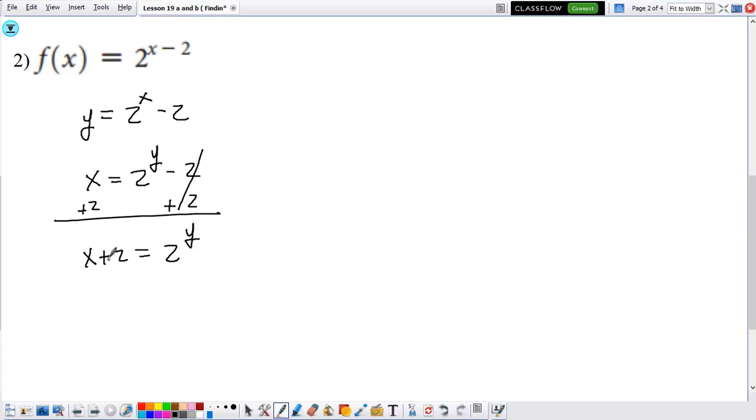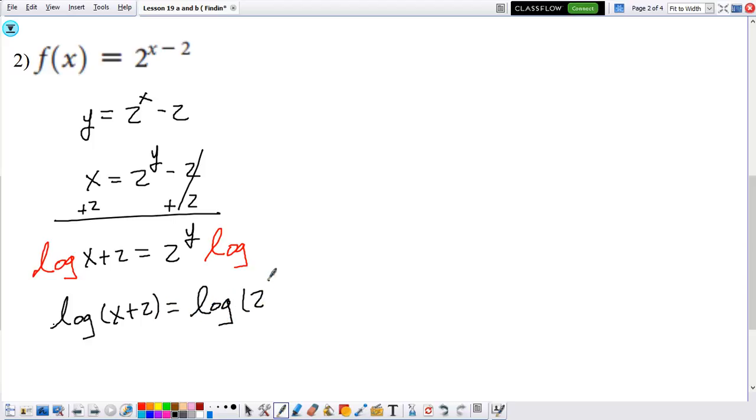Okay, so now you have many tools here. You want to solve for y, which is an exponent. The only method that we know so far is, when you want to solve for a variable that is in your exponent, we got to take the log to both sides. Every time, if you want to solve for a variable that is in your exponent, take the log to both sides. So now we have log of x plus 2 is equal to the log of 2 to the y.